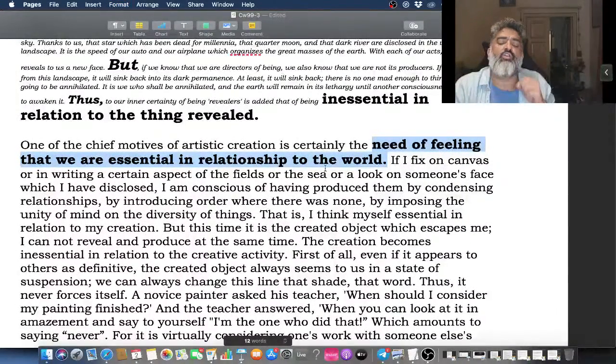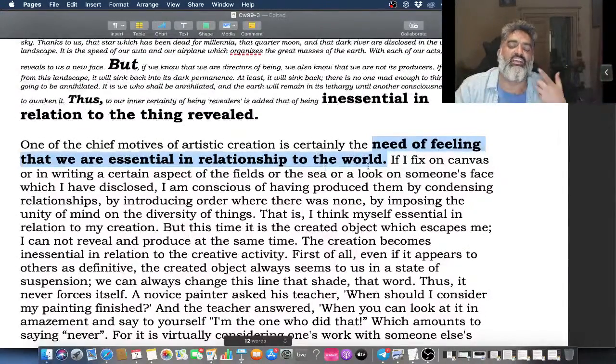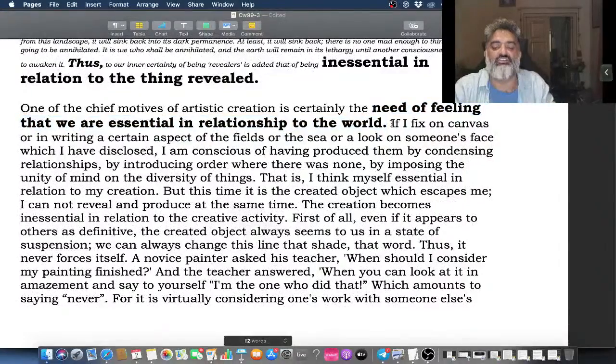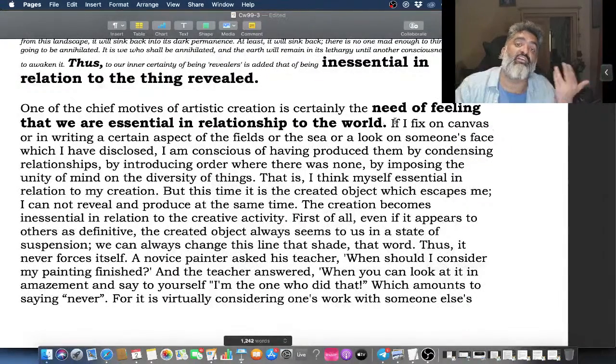And now what do you think is going to happen? He is going to elaborate how to become essential by creation. So let me follow the story. If I fix on a canvas, the moment I read this, I should understand that we are moving into specific territory. I can go a little faster maybe, right? And what is the idea? It is our need to become essential.